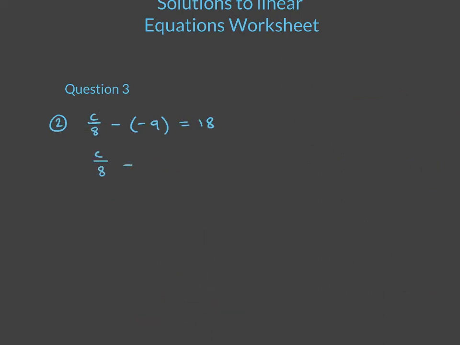Question 2 there, c over 8. Negative 9 means plus 9. Subtract 9 on both sides of the equation. So c over 8 is equal to 9. Multiply 8 on both sides of the equation. So therefore c is equal to 72.